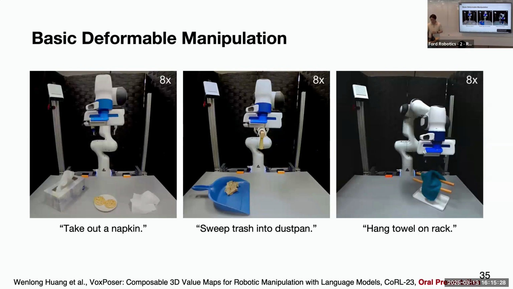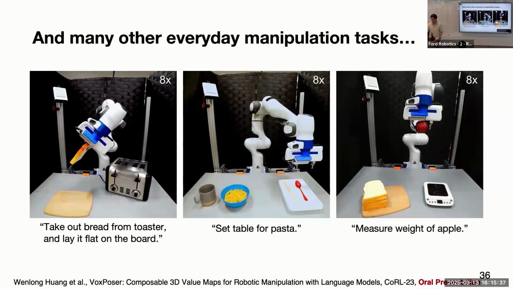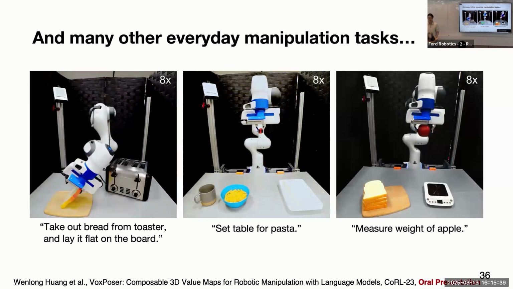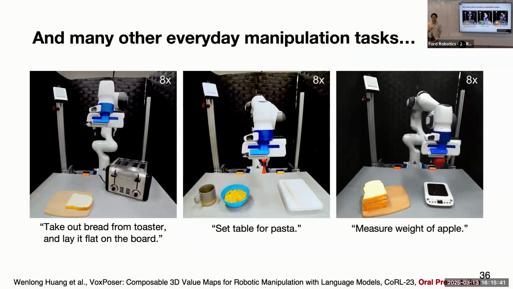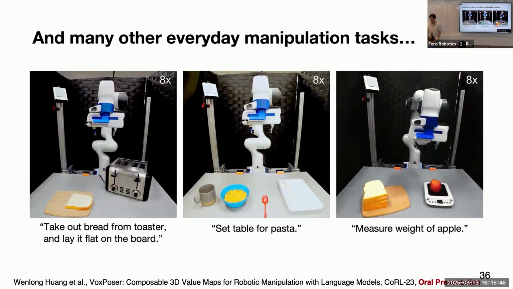And here are just some basic deformable object manipulation tasks and many other everyday manipulation tasks, like take out the bread from the toaster, lay it flat on the board, set the table for the pasta, and also measure the weight of an apple. The robot can recognize it has to use a scale to measure the weight of an apple and be able to place the apple on top of that scale.